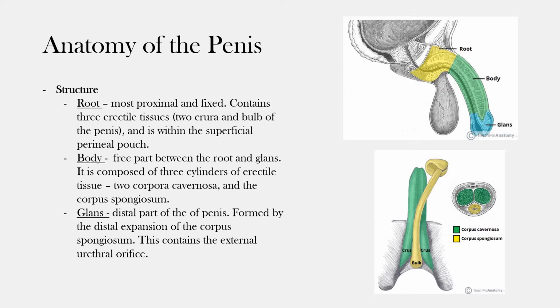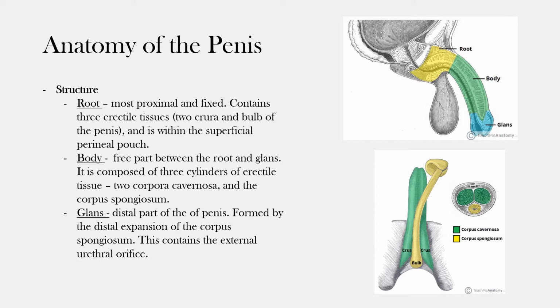Again, if we look at the picture on the bottom, the corpora cavernosa and the corpus spongiosum are continuations distally of the two crura and the bulb. Finally, we have the glans of the penis. This is the most distal part, the head of the penis itself, and this is formed by the distal expansion of the corpus spongiosum. Again, that's expressed here in the bottom picture.